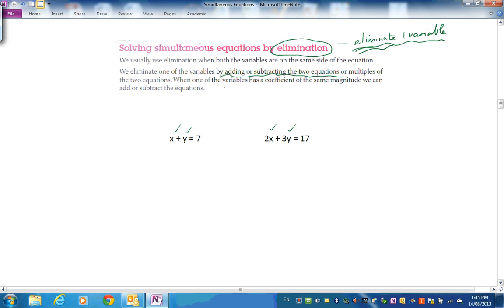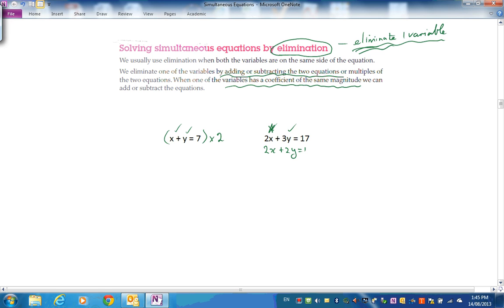Okay, so if you've got two variables and one of them has a coefficient of the same size, we can add or subtract the equations. So let's do that. What have we got here? Well, we haven't got one the same size. We've got 2x here and just x here. So we can actually multiply that equation by 2. Multiply both sides by 2 and write it underneath.